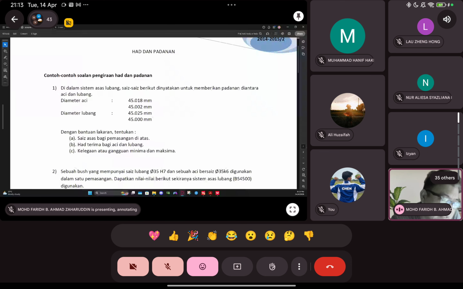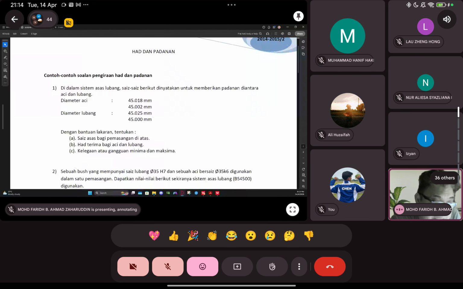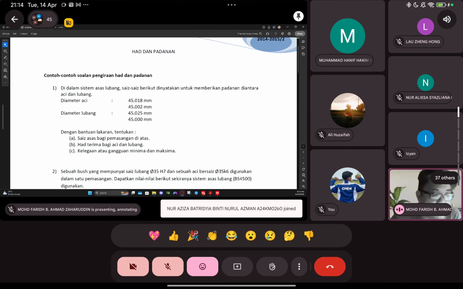I did teach you yesterday. Do not mention any value after the point, whatever it is, for example, 0.025, 0.002. The norm size, the basic size is the number before the point. So it's 45 mm. Thank you. Okay, for the second one, anyone volunteer? Anyone?